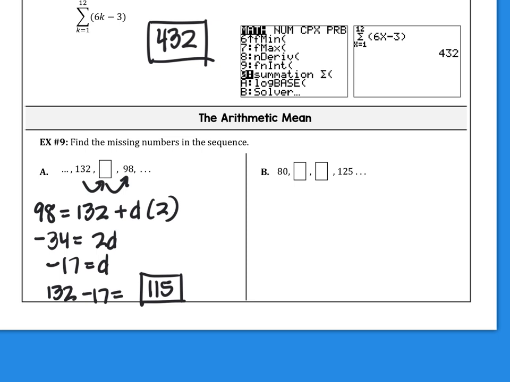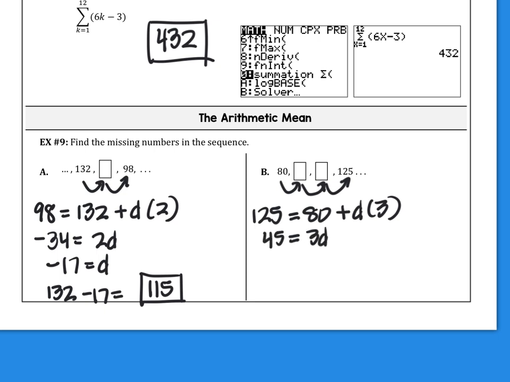Now on part B, notice a little bit different. It's got 2 boxes we've got to find. So notice there are 3 steps there to get to 125. So I do the same concept. 125 would be equal to 80 plus our common difference 3 times, because there's 3 steps there. So subtract 80. That gives us 45. Divide by 3, that's 15. All right, so that means we're adding 15 each time. So 80 plus 15 is 95. That's the first blank. Add 15 again, you get 110. That's the second box that we're looking for.